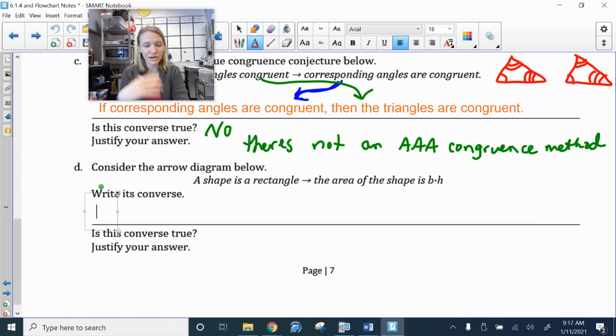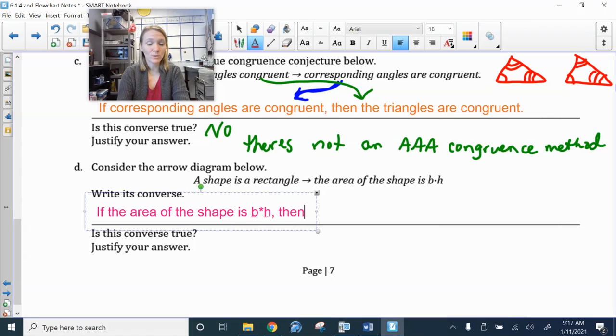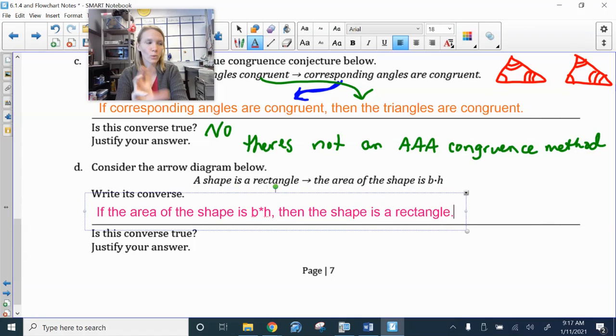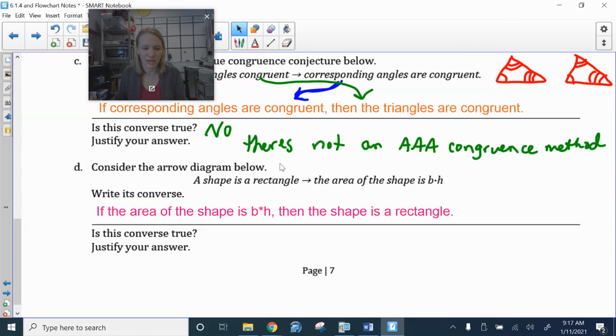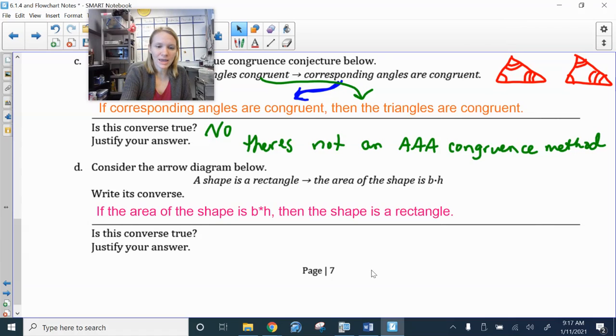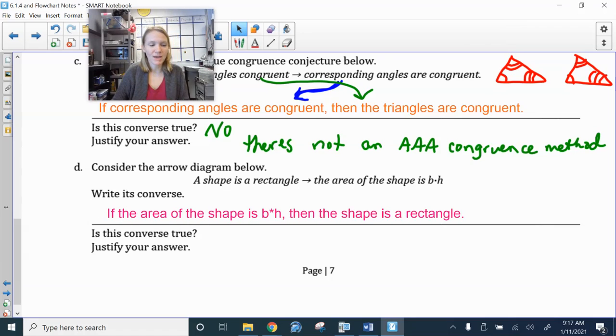So you can write it as an arrow diagram. It's just harder for me to do that on the computer here. So I'm going to write, if the area of the shape is base times height, and then we take the part that's at the beginning and move it towards the end, then the shape is a rectangle. You can change the words a little bit as long as you don't change the overall meaning. So I'm just changing a word to the, that kind of stuff. So the question is, is that true? If the area is base times height, is the shape a rectangle?